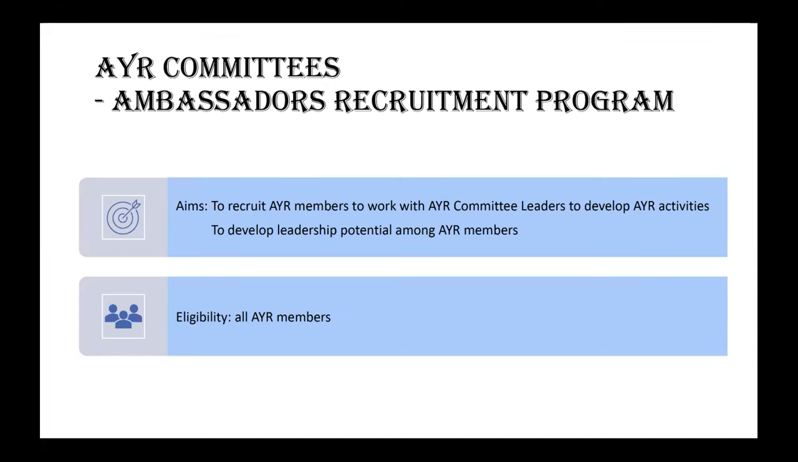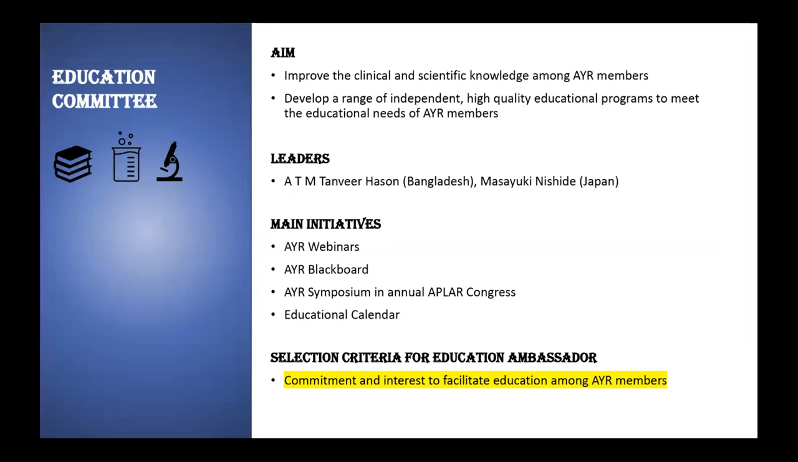The leaders of the education committee are Tanva from Bangladesh and Mayasuki from Japan. We welcome AYR members who are meticulous and committed to developing education programs to join us.